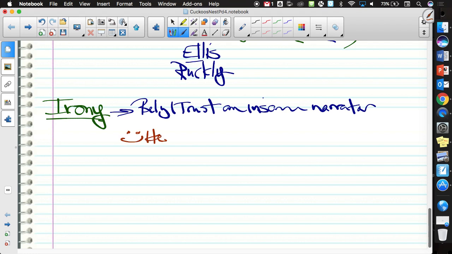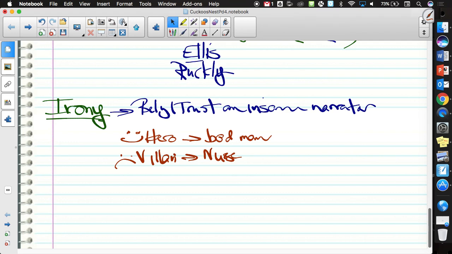Who's the hero? A bad man. Who's the villain? A nurse. A diminutive 50-year-old woman. You know, where can that happen? In the insane asylum. You know, you can have that kind of role reversal.